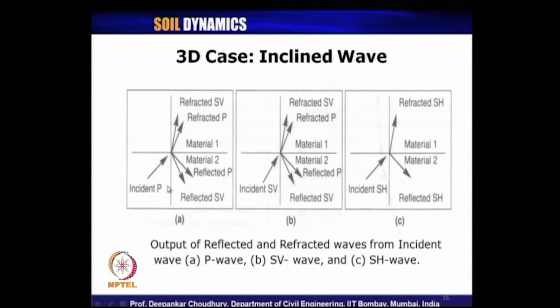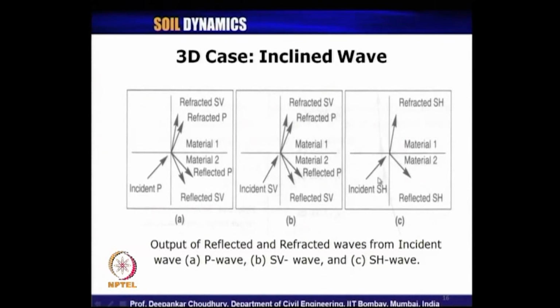And when an inclined wave is hitting any interface between two materials 1 and 2 like this, an incident P wave can generate a reflected P and reflected SV wave, and a transmitted SV and transmitted P wave in the other material. When the incident wave is SV type, then some portion gets reflected as P wave and SV wave in the same material, and some gets refracted or transmitted in the other material as SV or P wave.